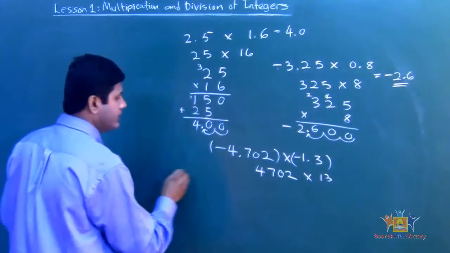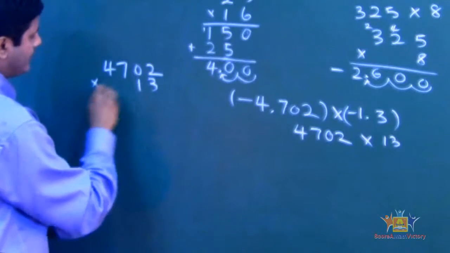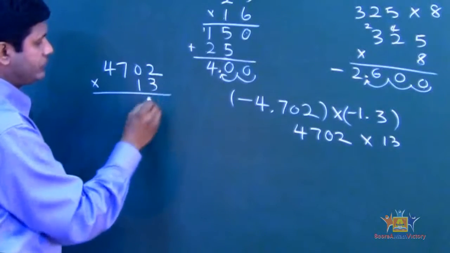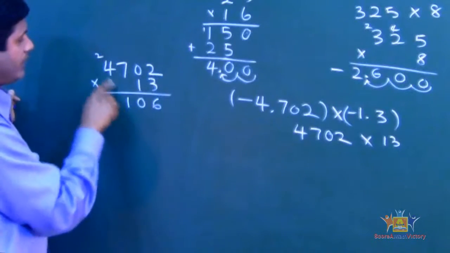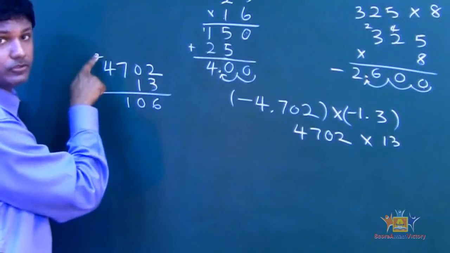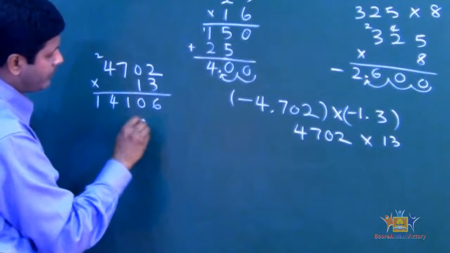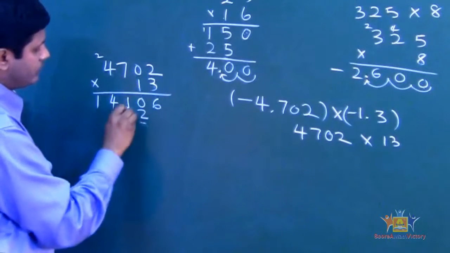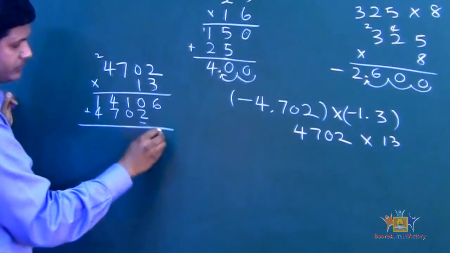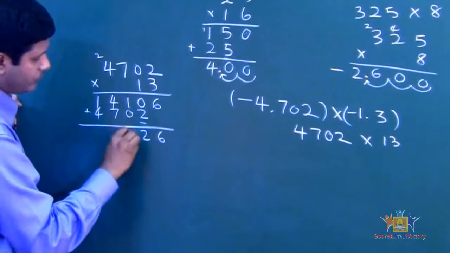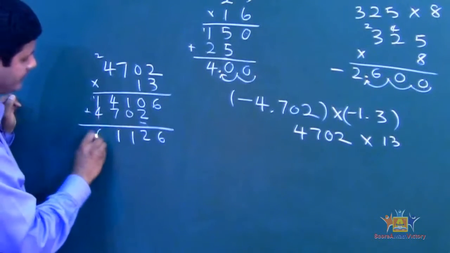Alright, we're going to line it up. 4702, we're going to line it up with 13 and we're going to multiply. Let's start with 3. 3 times 2 is 6, 3 times 0 is 0, 3 times 7 is 21, 1, carry 2, 3 times 4 is 12, plus 2 is 14. Now we're going to multiply with 1. You got to start right here. Very important. Okay, 1 times 2 is 2, 1 times 0 is 0, 1 times 7 is 7, 1 times 4 is 4. Now I'm going to add them. 6, 0 plus 2 is 2, 1 plus 0 is 1, 4 plus 7 is 11, 1 carry 1, 1 plus 1 is 2, plus 4 is 6.